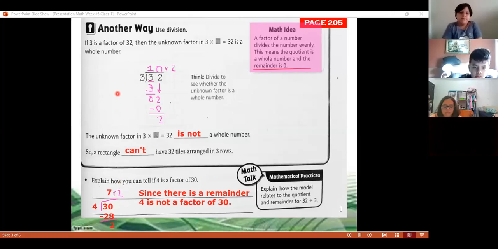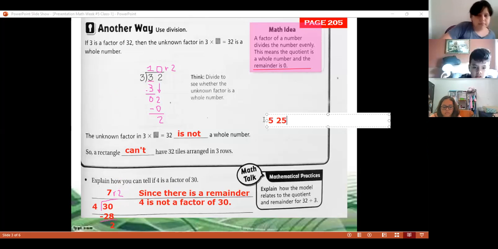Now, what happened? Let's practice with another one. What happens if I tell you, is 5 a factor of 25? So we start dividing and we say, let's find out if 5 is a factor of 25, and we divide. No, do not copy this. It's just to explain to you, Rebecca.